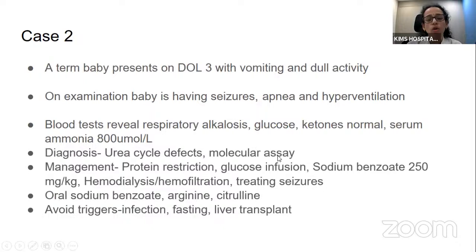By molecular assay, and management is by protein restriction, glucose infusion to maintain the GIR, as well as specific treatment, which will be sodium benzoate, loading dose of 250 mg per kg, then the same dose given every 6 hourly, followed by hemodialysis or hemofiltration to remove the excessive substrate, as well as treating the seizures, followed by oral sodium benzoate. Arginine and citrulline are given further, and we should always try to avoid the triggers like infection and fasting. The final treatment would be the liver transplant in some cases.